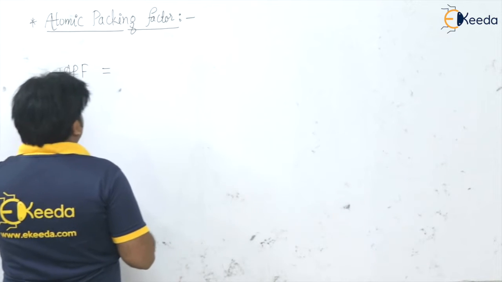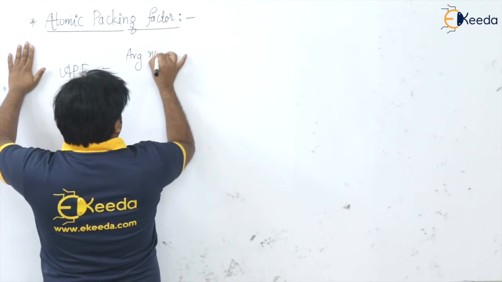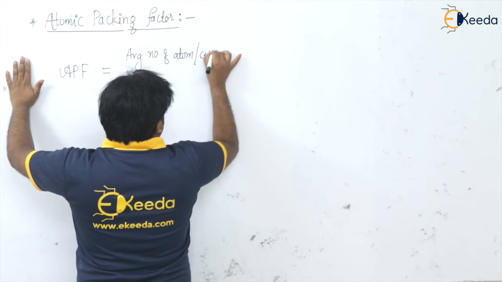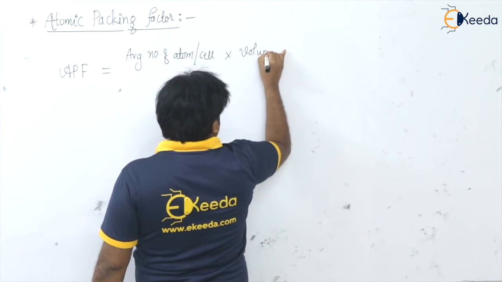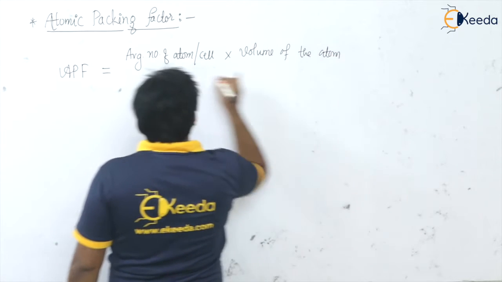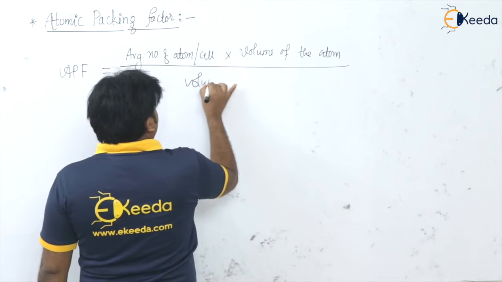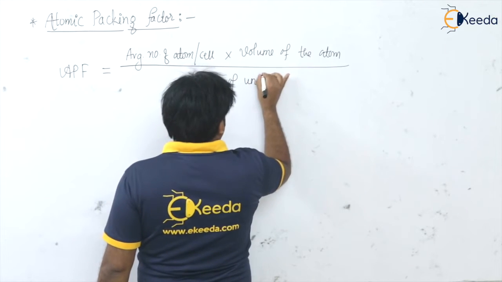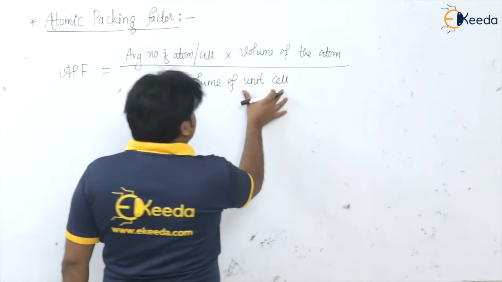So atomic packing factor is equal to the average number of atoms per unit cell into the volume of the atom divided by the volume of the cube. That is the volume of unit cell, and which is cubical of side A, then definitely it will be A cube.